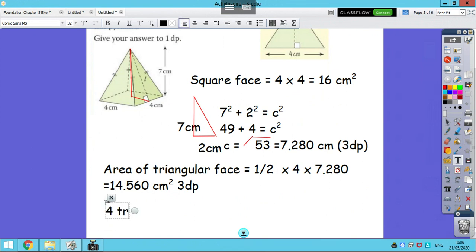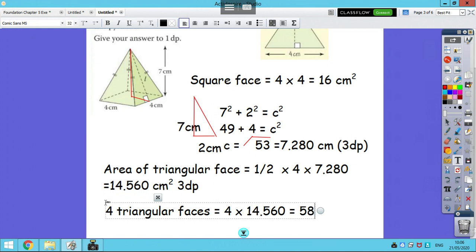So the 4 triangular faces are 4 times 14.560, which is 58.240 to 3 decimal places. Okay, that's not the total surface area though, is it? Because we've got the 4 triangular faces and we've got the square face here, and so we've just got to add them together.